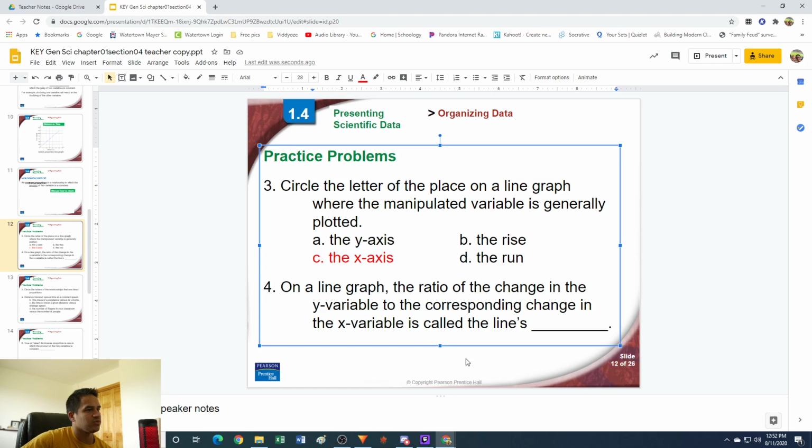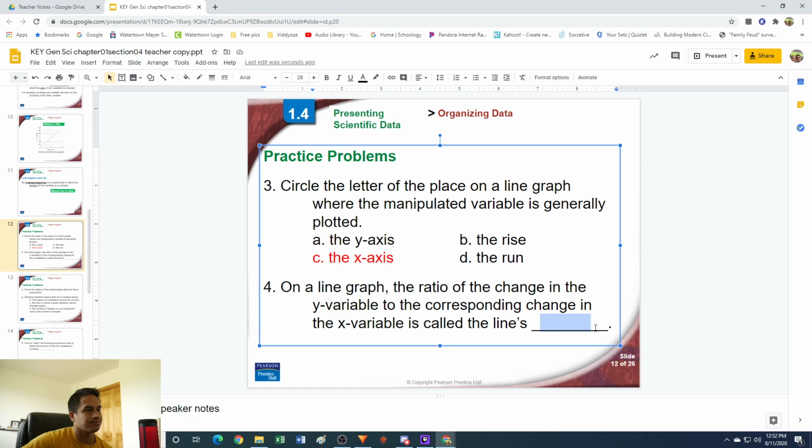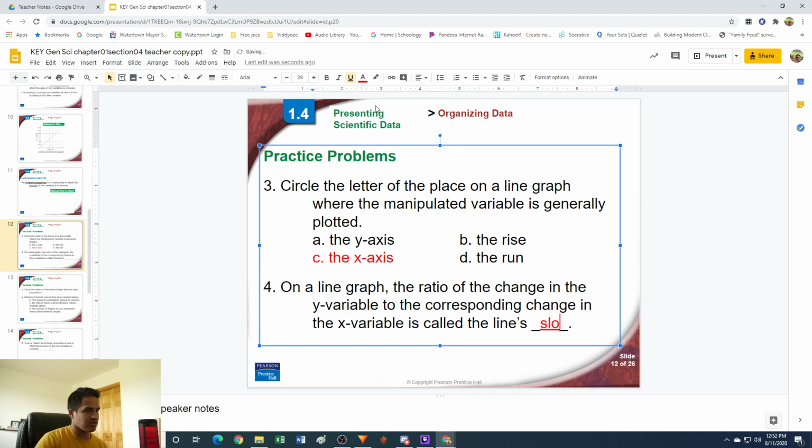All right, number 4. On a line graph, the ratio of the change in the y variable to the corresponding change in the x variable is called the line's blank. So this is the most important part of a line graph, but this is called a line's slope.